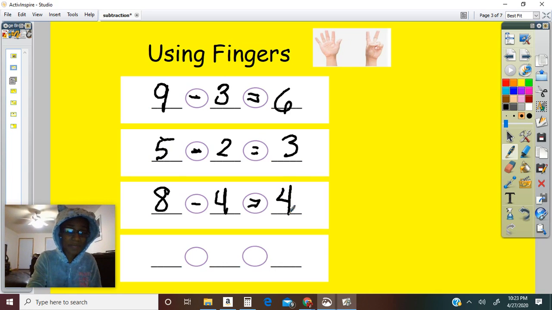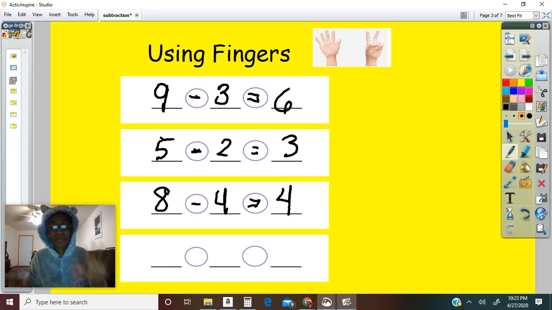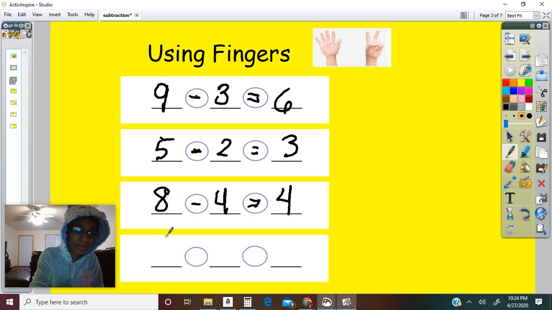4 is our answer. So we know that 8 take away 1, 2, 3, 4 is going to leave us with 4 fingers. Awesome job.